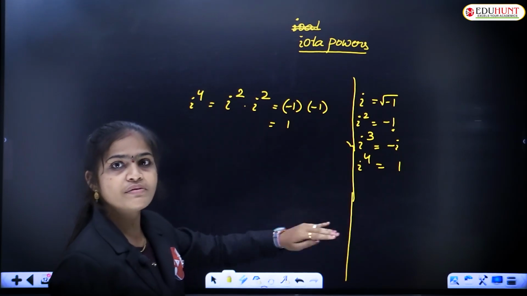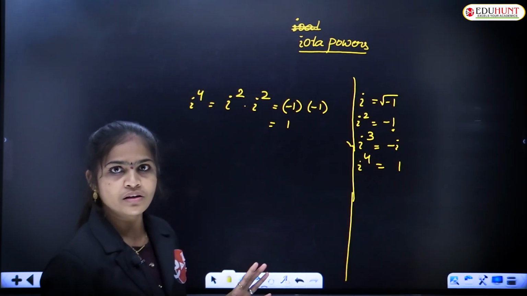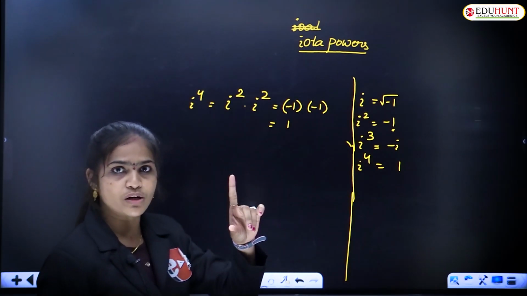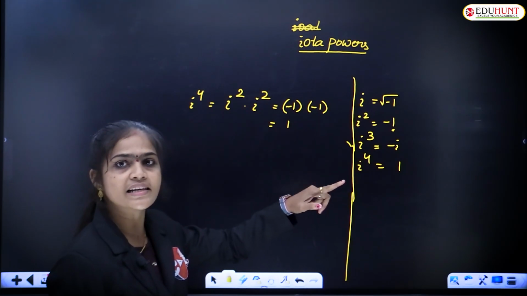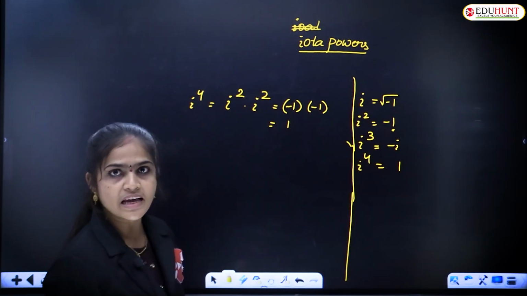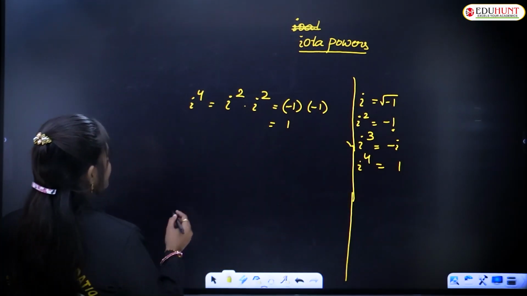Next onwards we have some general values. These values are important. Why? Because the next exercise is related to i powers, iota powers. So that's why, see here.